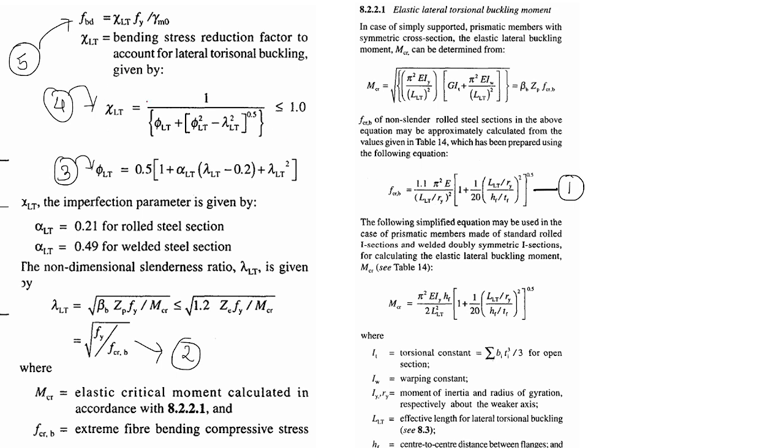So there are a lot of formulas. So how should we initiate? First of all, I have numbered the sequence in which they have to be calculated. So first of all, we will calculate FCRB, and it is in the clause. This is a screenshot of the IS code only. So the first step, we will calculate FCRB. So it can be calculated as 1.1 times pi square, E is 200 GPa.